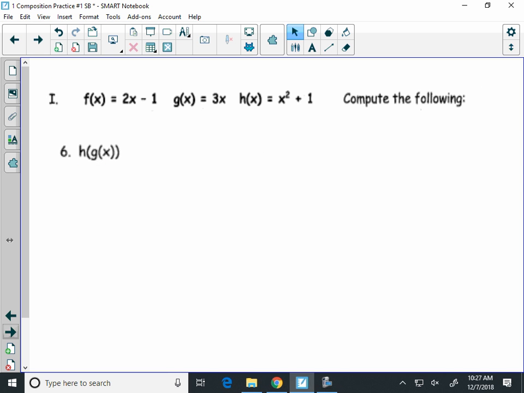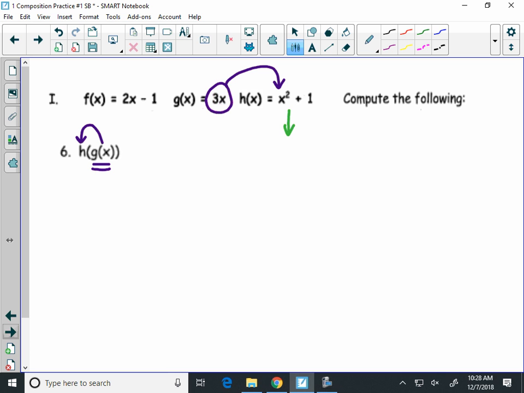Now let's look at number 6. Same equations. This time we're looking for h of g of x. So I start with the function on the right, g, and I'm going to put that into the function of h. So g here goes into h. Let's set this up. Instead of x, I'm going to put my parentheses squared plus 1. Now in those parentheses, I put the function of g, 3x.